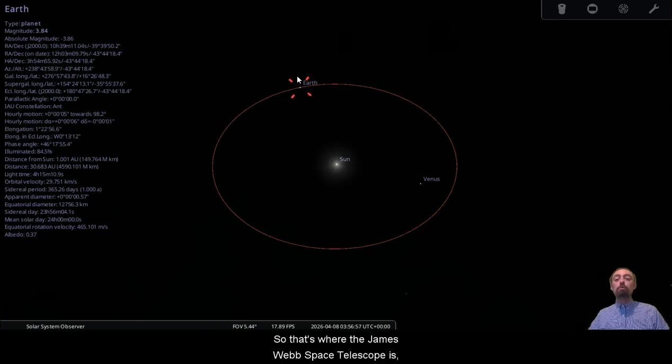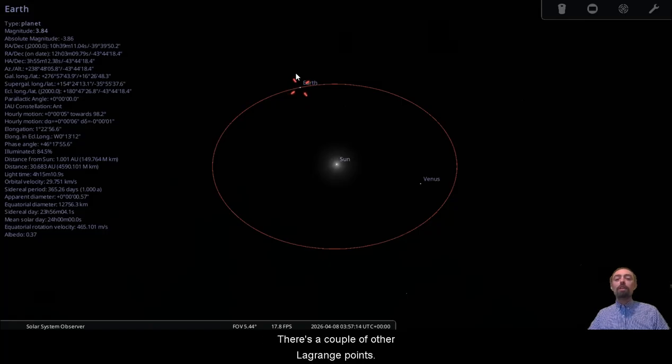So that's where the James Webb Space Telescope is. It's hanging out at a point, L2, or the second Lagrange point, and that is a point that orbits the Sun with the Earth, even though it is further from the Sun than the Earth, and generally we would expect that to cause things to slow down.